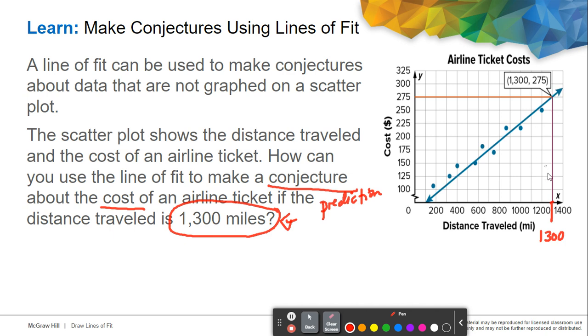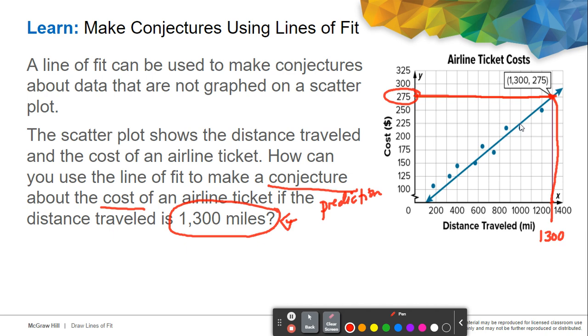All we have to do is check all the way up there. What is the corresponding y for that? As you can see, the corresponding y is 275. So we can predict that if you travel 1,300 miles, you will pay $275 for the airline ticket. It's very nice to have a line of fit to predict our costs.